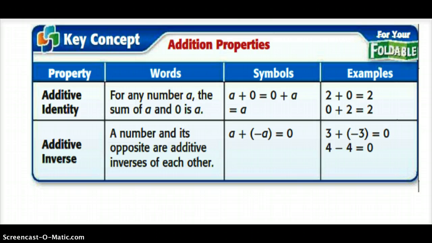It retains its identity. An additive inverse is what's going to make it equal 0. So a number and its opposite are additive inverses of each other. In other words, they will end up with the answer 0. So if you have 3 and you add a negative 3 to that, you're going to end up at 0. If you have 4 and you subtract 4 from that or add a negative 4 to that, you're going to end up at 0. So basically, if you have a number and its opposite, they're going to end up equaling 0 when you add them together. Okay, so that's addition properties.